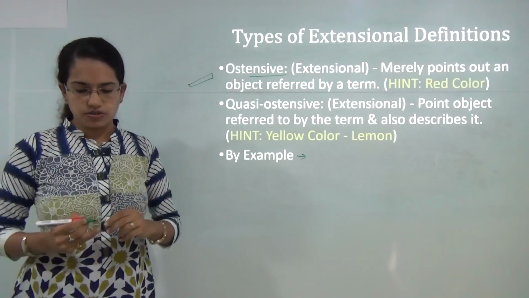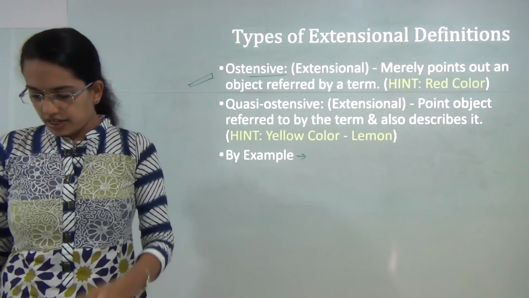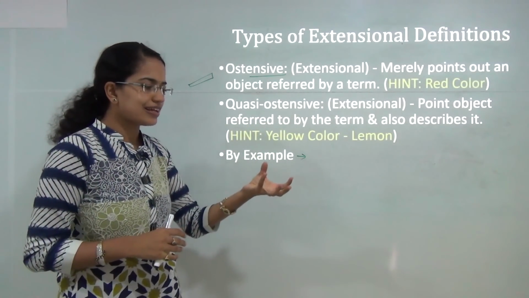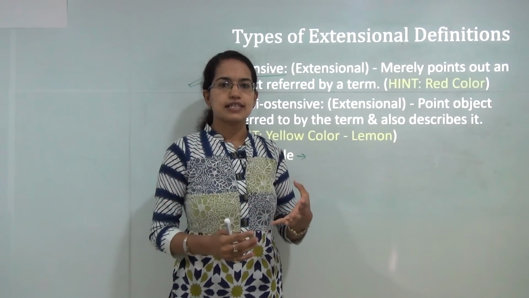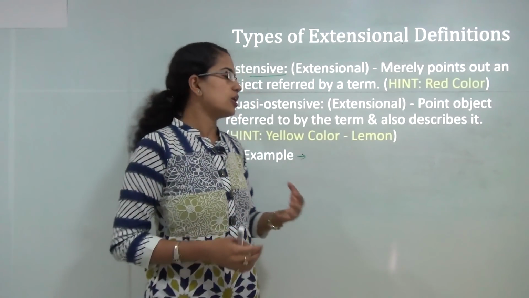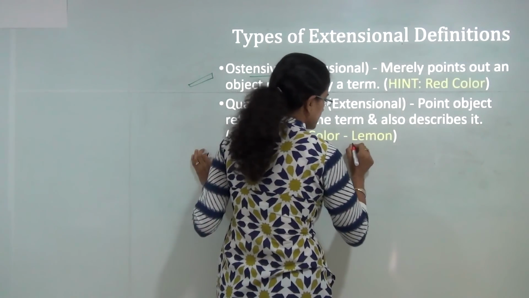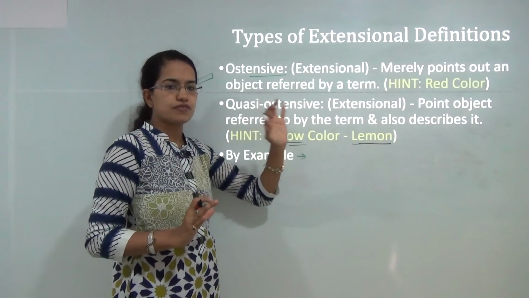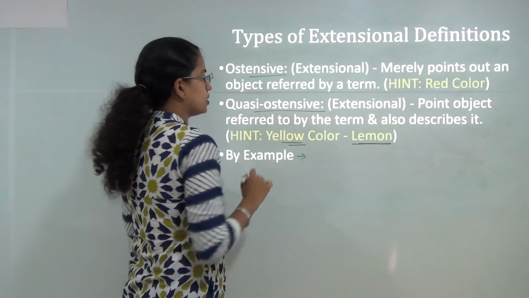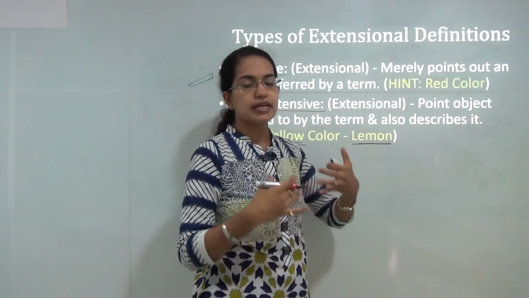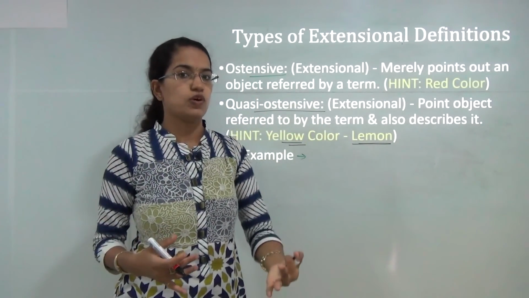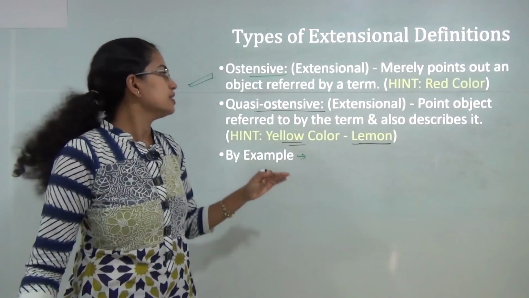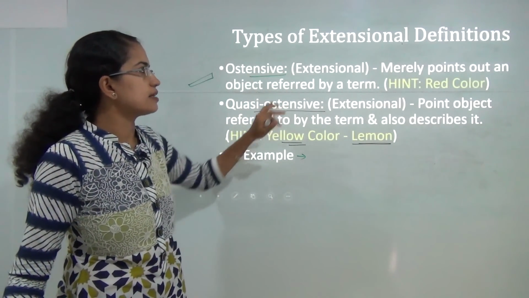Now what is quasi-ostensive? Here I am not only pointing it out, but I am also describing it. For example, if I am explaining yellow color, I can say yellow as in the sun, or yellow as in a lemon. So I mention the color along with something that describes or substitutes that color or helps you understand its meaning. So that is quasi-ostensive. It is again a type of extensional definition, where I cannot do it merely in words, so I point it out and describe it by means of some substitutions. So these are the three types of extensional definition.